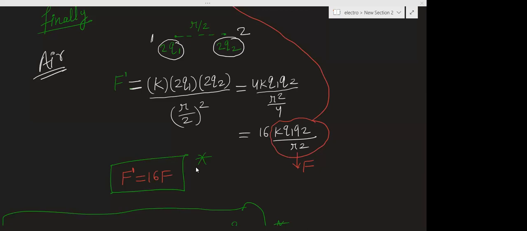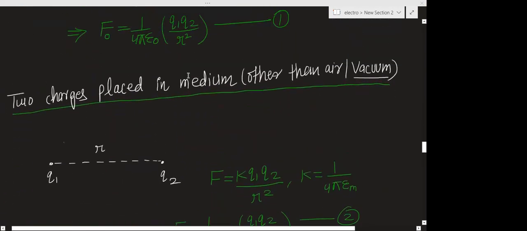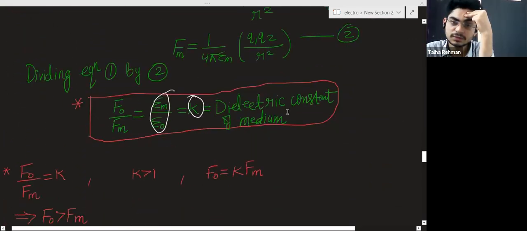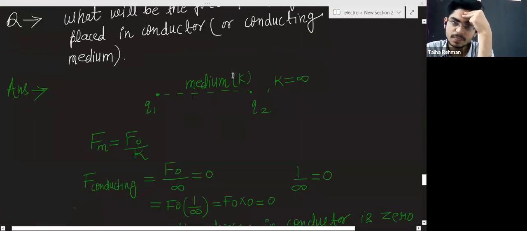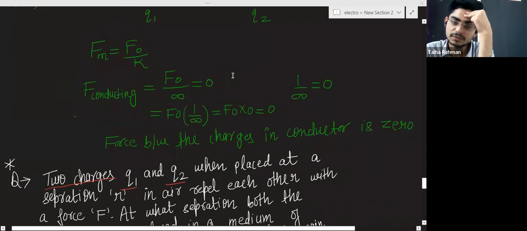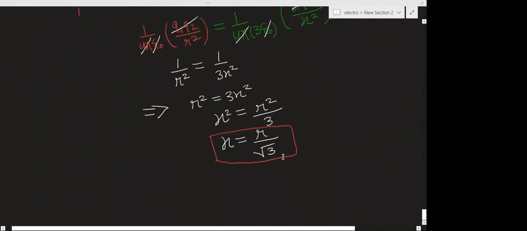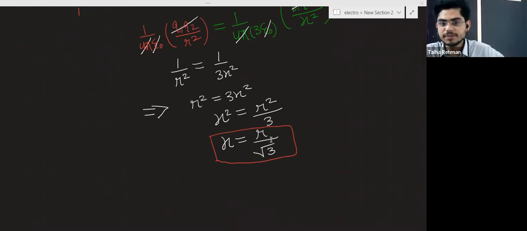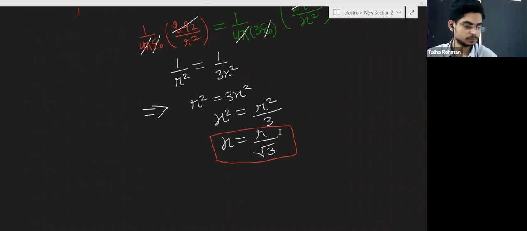My screen? Yes, sir. We have completed till dielectric constant after Coulomb's law. Okay. Dielectric constant. This is completed? Yes, sir. This thing is also completed, no? Yes, sir. There was some change in the question at the end. Okay, till here we have completed. Are you sure? I have completed till here. Yes, sir. Do you have any doubt? No, sir.